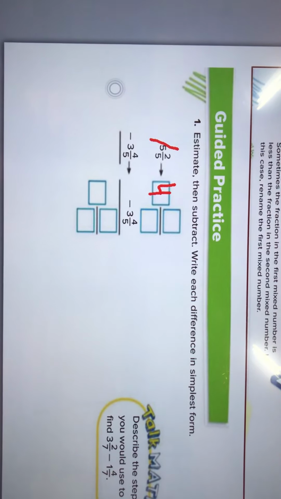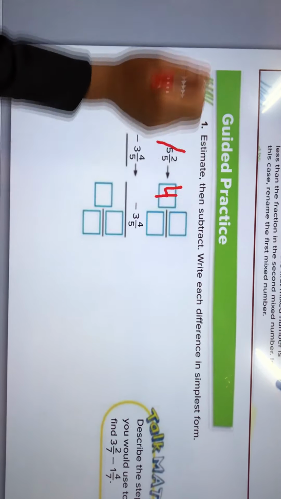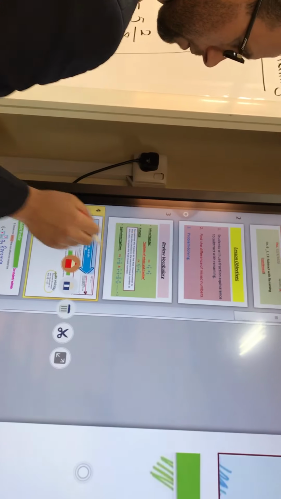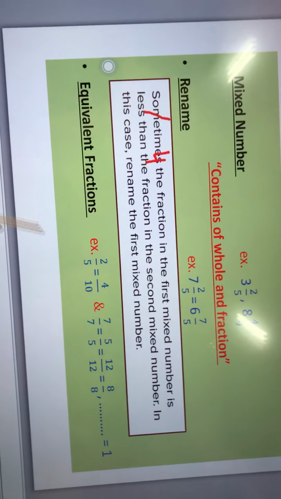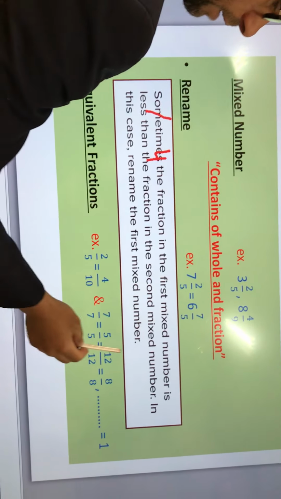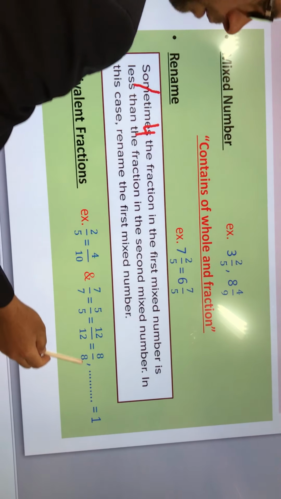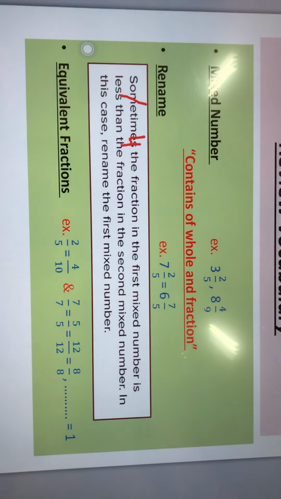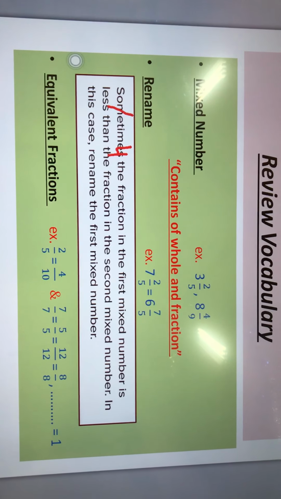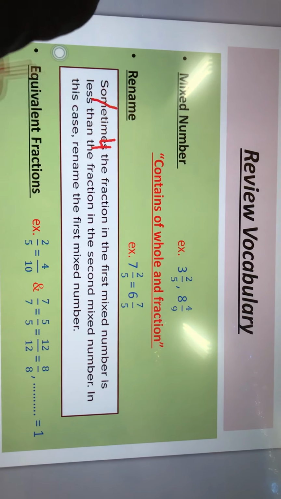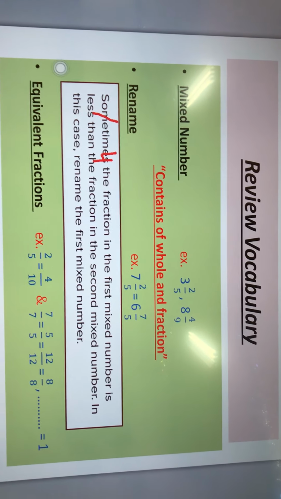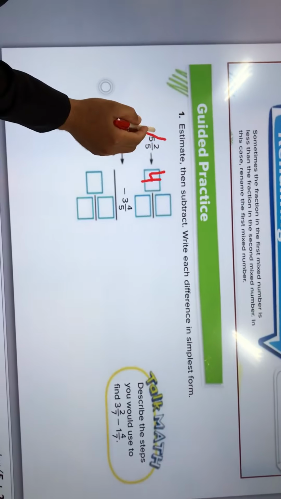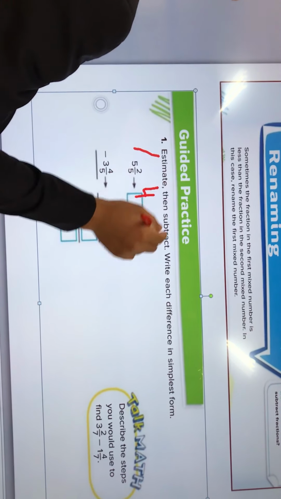Remember this, when I ask you for the equivalent fraction for this slide, equivalent fractions like this, 7 out of 7, 5 out of 5, 12 out of 12, 8 out of 8, all of these equal 1. Means 1 whole, you can write a fraction with the same number in the numerator and denominator. Here, in our example, I want to borrow 1.